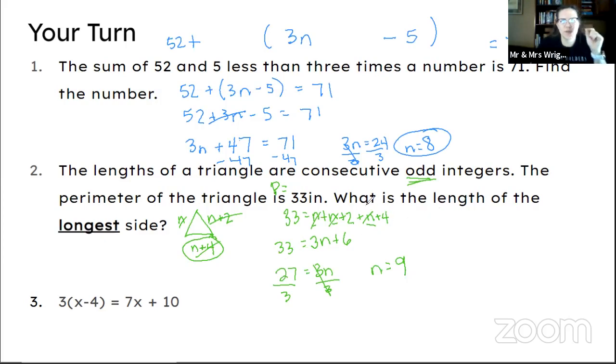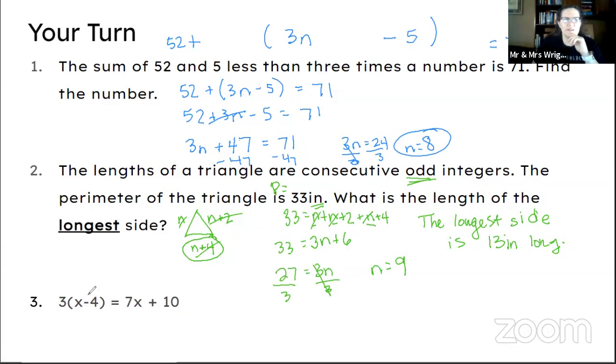My question I'm looking for is what is the length of the longest side? Well, n is the shortest side. The longest side is going to be n plus 4. So to find the longest side, I'm going to have to add 4 to this 9. So my answer is going to be the longest side is, well, 9 plus 4 is 13. What is my unit of measure? Inches. So the longest side is 13 inches long. All right.